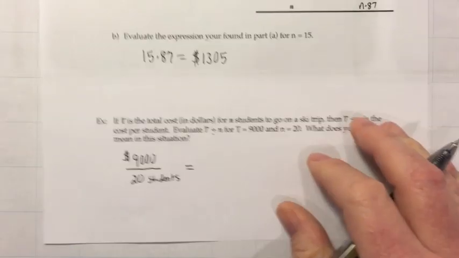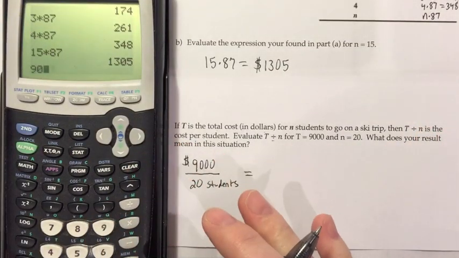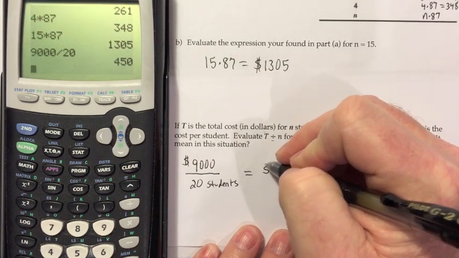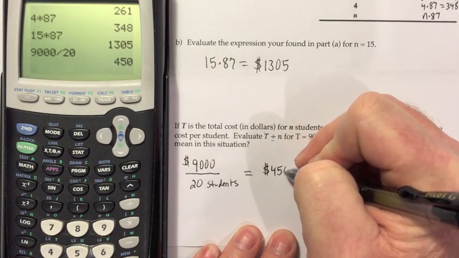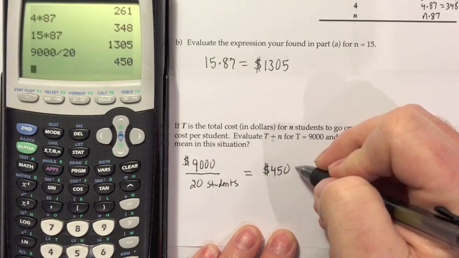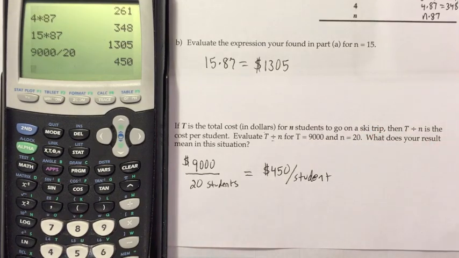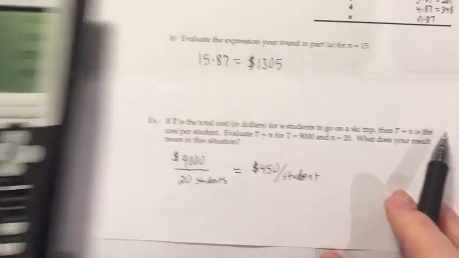And then we can just do the division on the calculator. So 9,000 divided by 20 is 450. But because we have the units on there, we can think about what that means. $450 per student. So I've kind of done both here. I've evaluated the expression and I've thought about what it means.